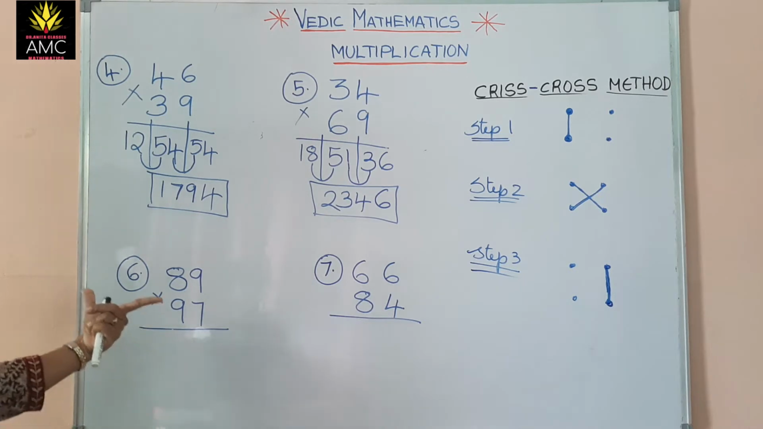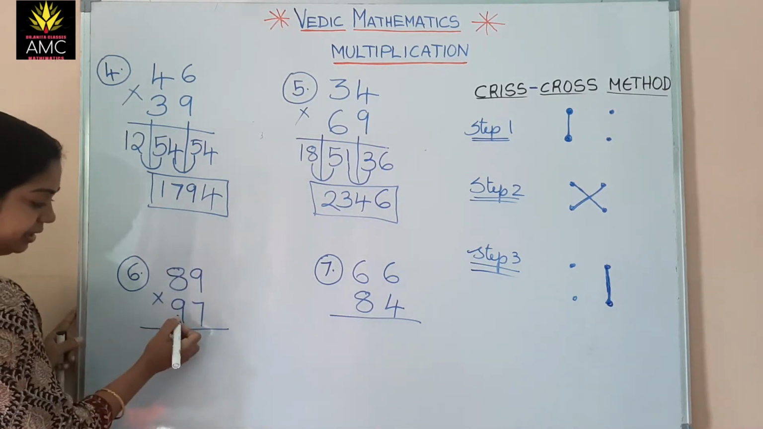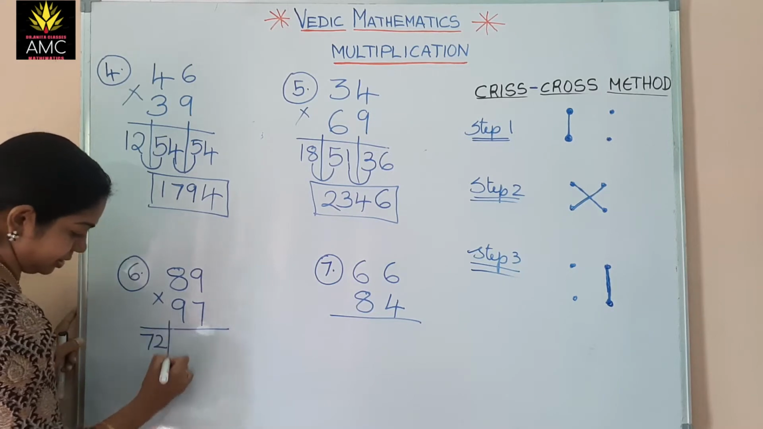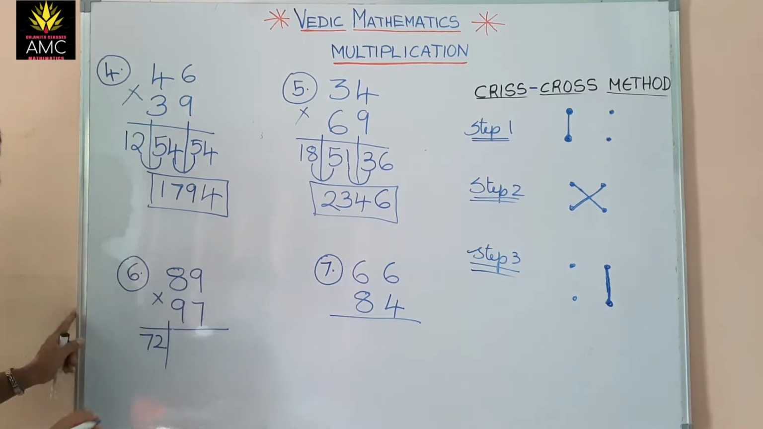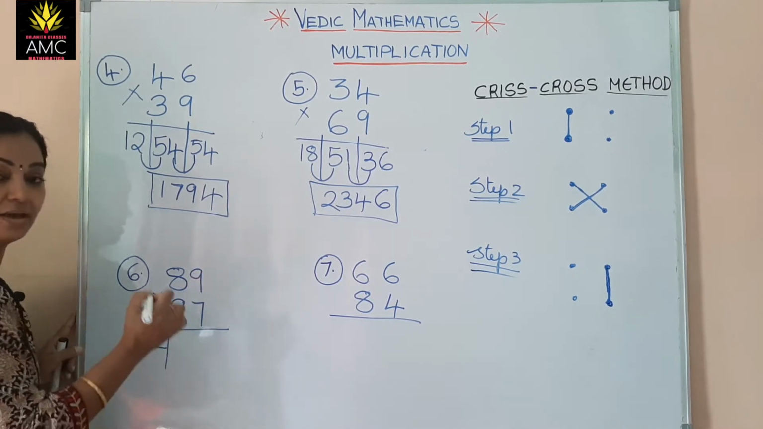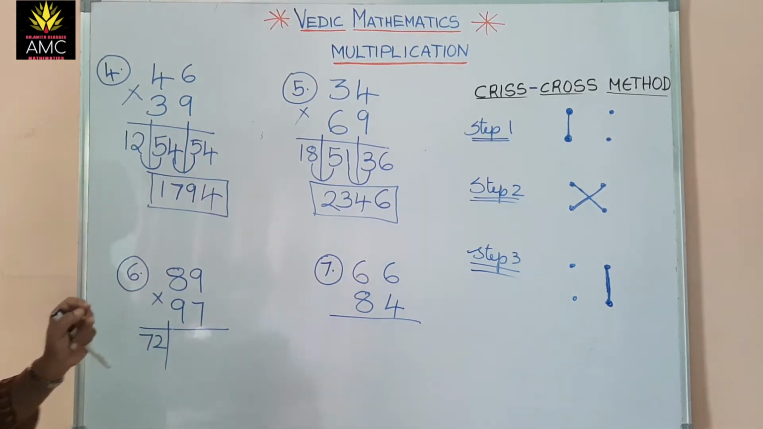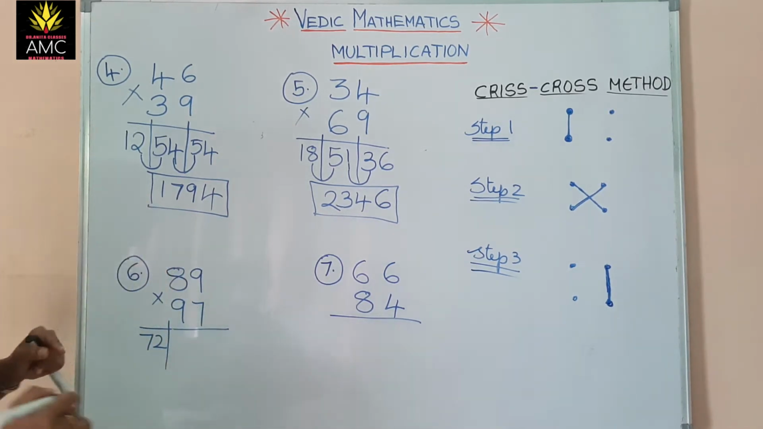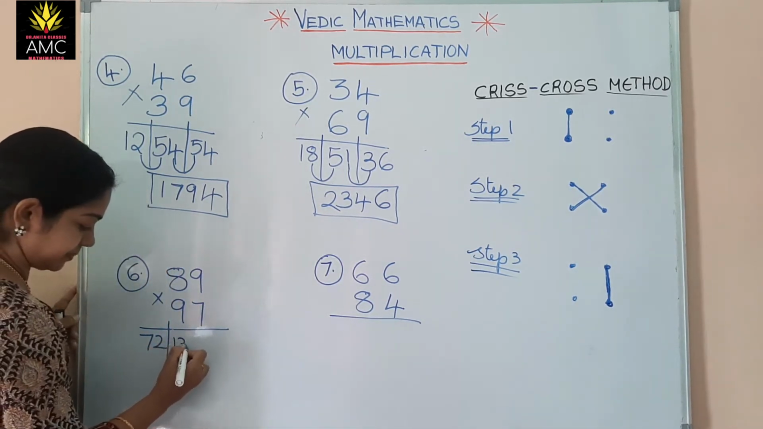Now let's take the sixth one. Now here 9 8s are 72, right? Keep a bar here and do the crisscross. Now 7 8s are 56 and 8 1s are 8. 56, 81. How do you multiply? 56 plus 1 you do 57. 57 plus 80 is 137.